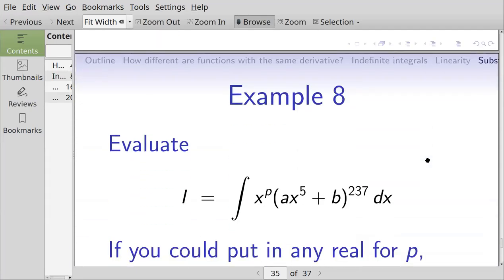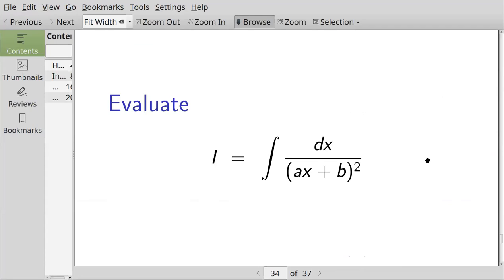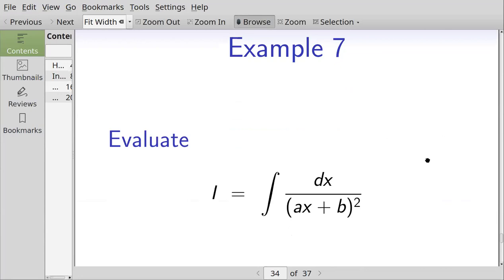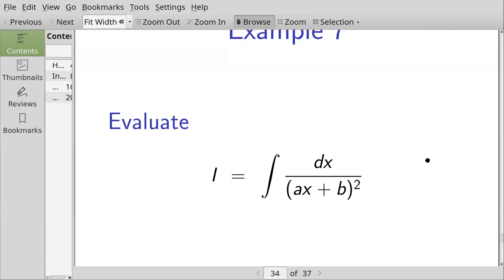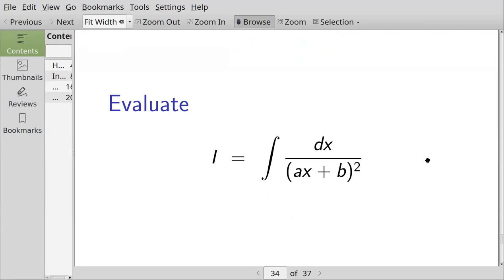Very good. Sir, can you explain example 7 in more detail? I did not get this part. What do we need to do here? If I let u equal ax plus b, then this is 1 over u squared, or u to the minus 2. The integrand becomes u to the minus 2, right? Now, what's du? du equals a dx. So dx is replaced by 1 over a du. Okay, got it. So it would be the integral of du over a times u squared, right? Yeah.